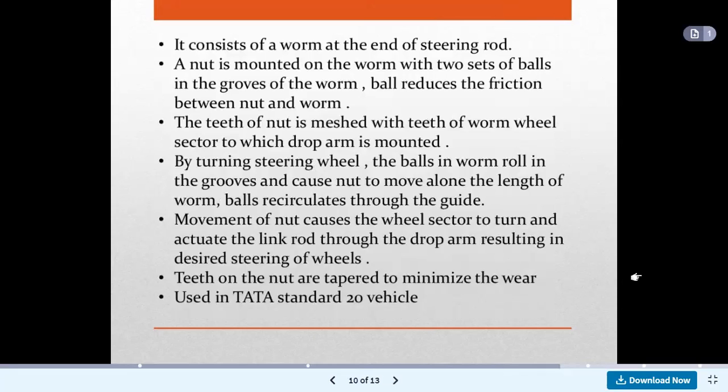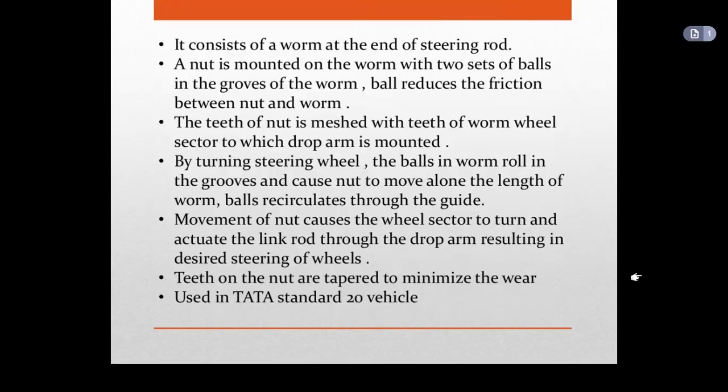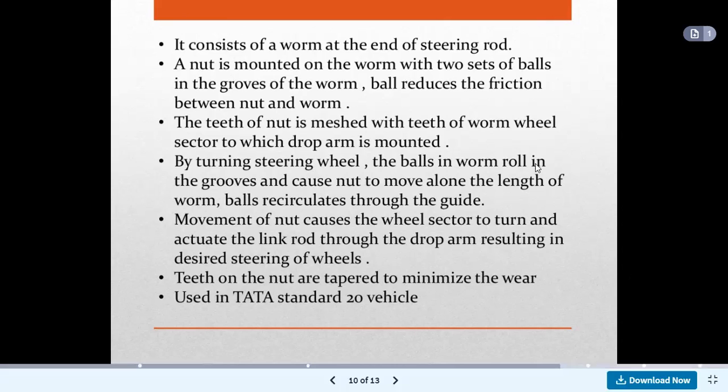It consists of a worm at the end of the steering rod. A nut is mounted on the worm with two sets of balls in the grooves of the worm. Balls reduce the friction between nut and worm. The main purpose is that the friction is less in this case. The teeth of the nut are meshed with the teeth of the worm wheel sector to which the drop arm is mounted. By turning the steering wheel, the balls in the worm roll in the grooves and cause the nut to move along the length of the worm.